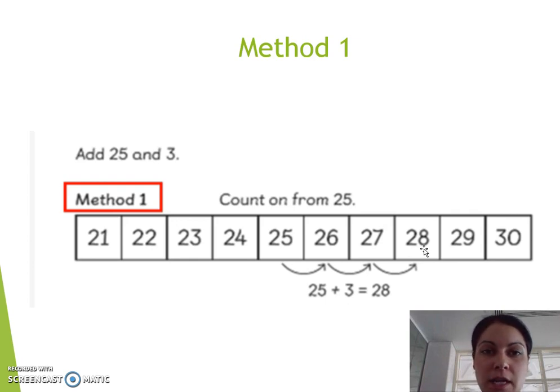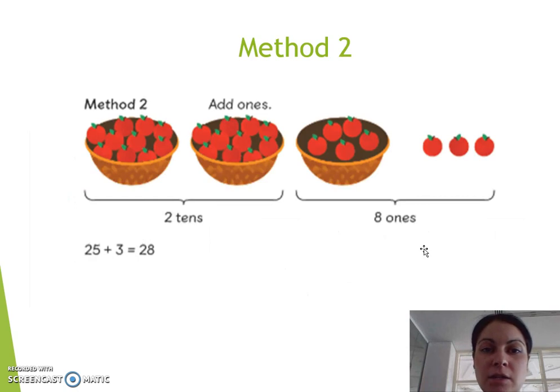Method 2 is on the next slide. This is when we are just counting in tens. So 25, we know that 25 equals 2 tens. And then we have plus the 3 apples on their own, and then we count the 5 that are in the basket. So 5 apples plus 3 apples equals 8, so 8 ones. So this is method 2, we're counting the tens first. So 2 tens plus 8 ones equals 28. So they're partitioning the tens and ones.